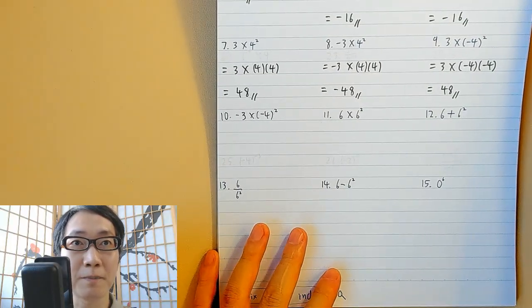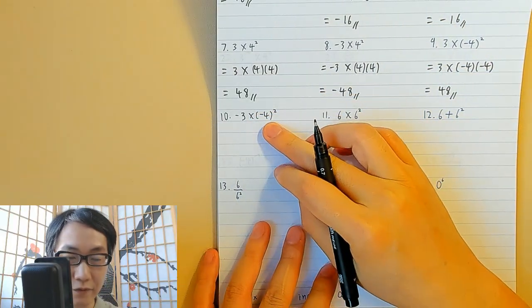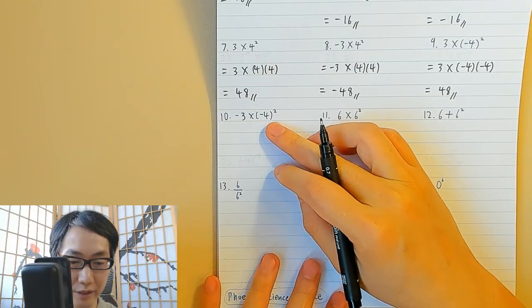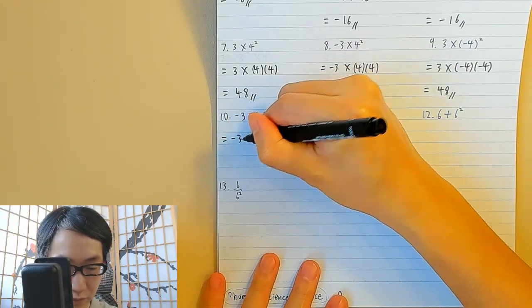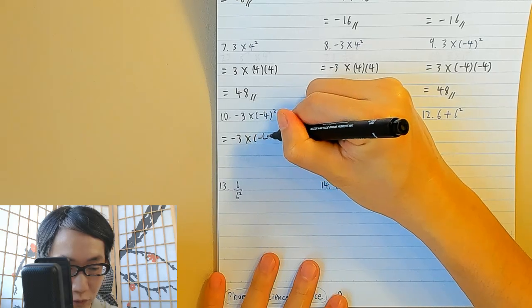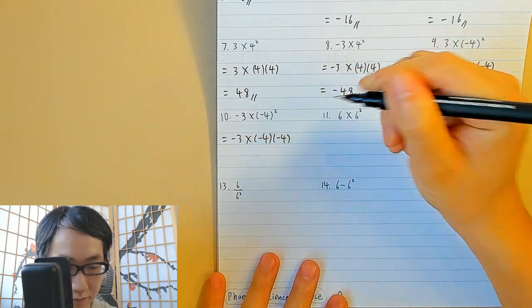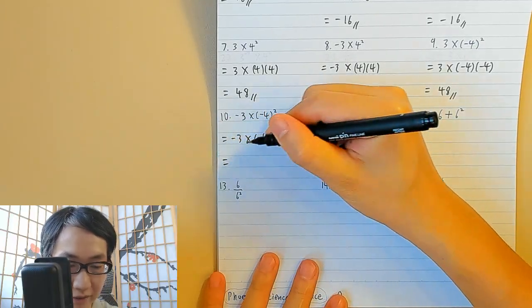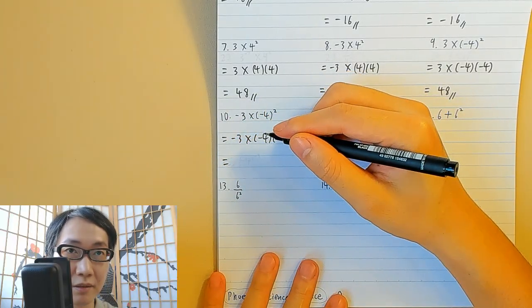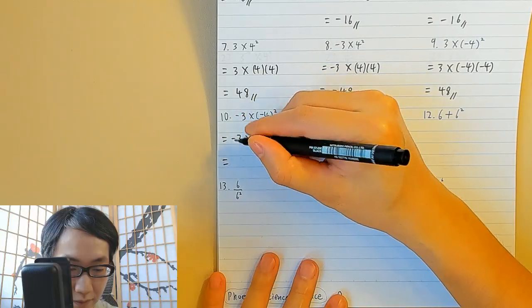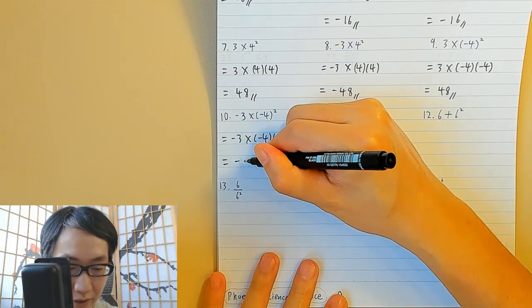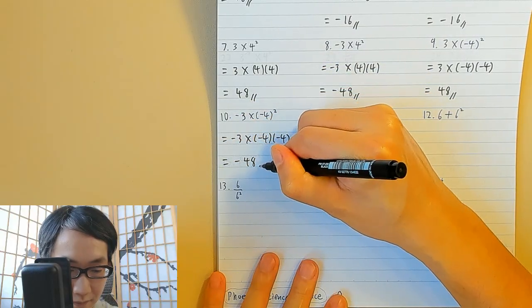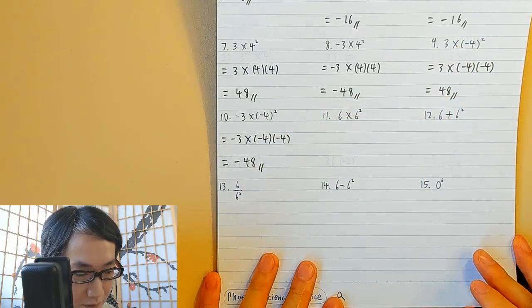Number 10. Negative 3 times negative 4 squared. So negative 3 times negative 4 times negative 4. This is positive 16. So negative 3 times positive 16, then we have negative 48.